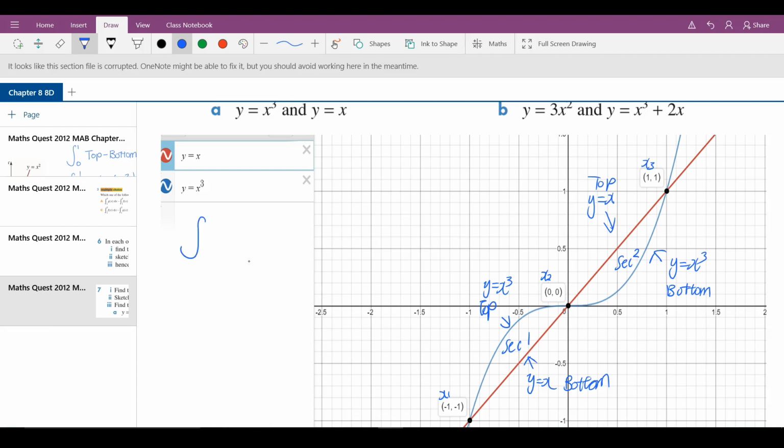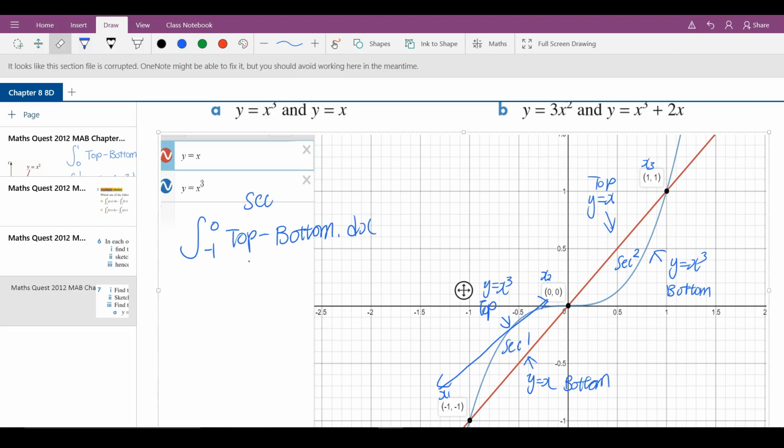So integrate from -1 to 0, between these two. From -1 to 0, we go top minus bottom, integrated with respect to x. Now this is our section 1. Plus, because we want to find all the area between the two graphs, we have the section 2, which starts from 0 to 1. And we go top minus bottom as well, and then integrate with respect to x. So this is section 2.